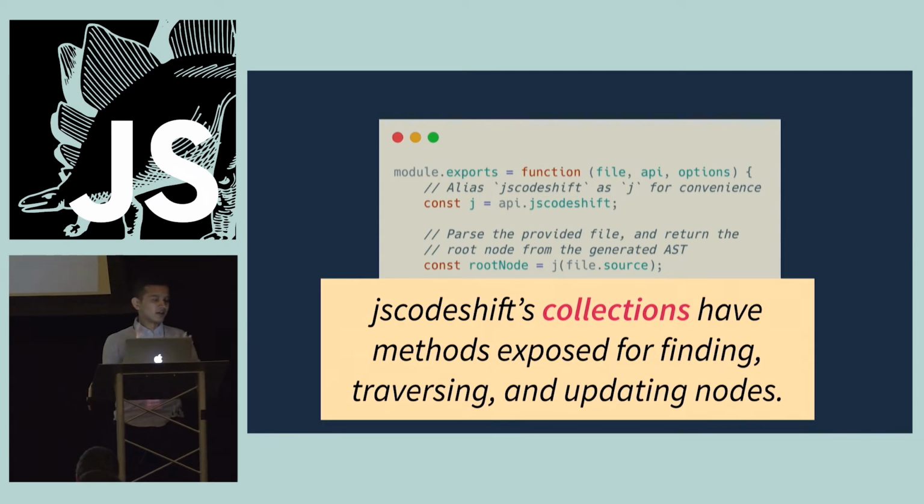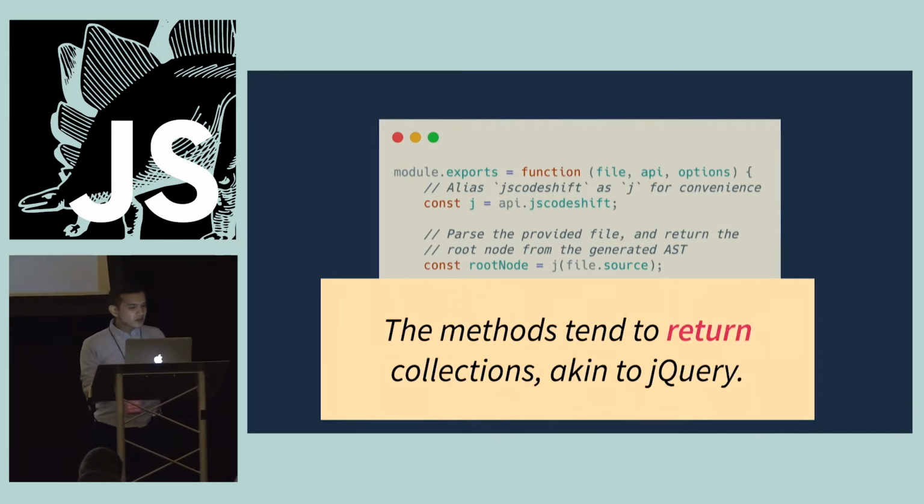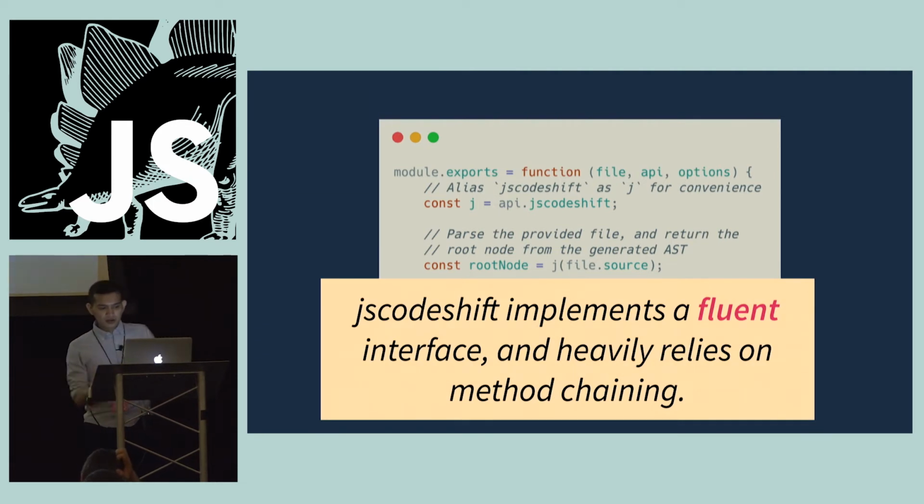These collections are pretty great. jscodeshift's collections have methods exposed for finding, traversing, and updating those nodes, and the API is extremely convenient. And it's convenient because these methods tend to return collections. It's a lot like how we would write jQuery back in the day. When we use jQuery, we usually have a collection of DOM nodes that are returned, and we start to chain methods. It's the same principle here. So jscodeshift actually implements a fluent interface, and it relies heavily on method chaining. We have this collection. We can start to call methods upon methods on that collection until we're done, and we can return the source.